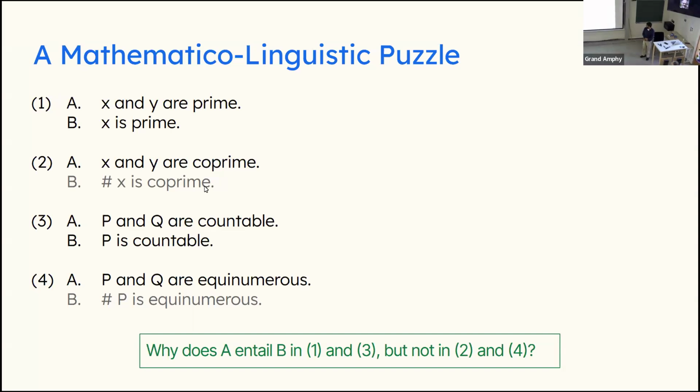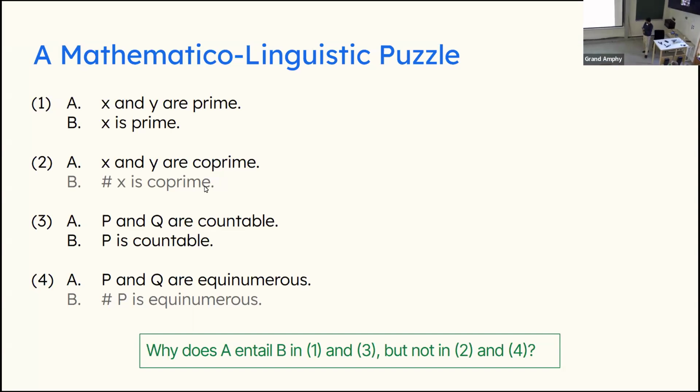So I start with the question. Here we have pairs of sentences, and in the first pair, assume that x and y are integers. So the statement "x and y are prime" entails the statement "x is prime." Whereas if I say "x and y are co-prime," it doesn't entail the statement "x is co-prime." And similarly, if P and Q are sets, then saying "P and Q are countable" entails the sentence "P is countable," but the same entailment is not seen if we change countable with equinumerous.